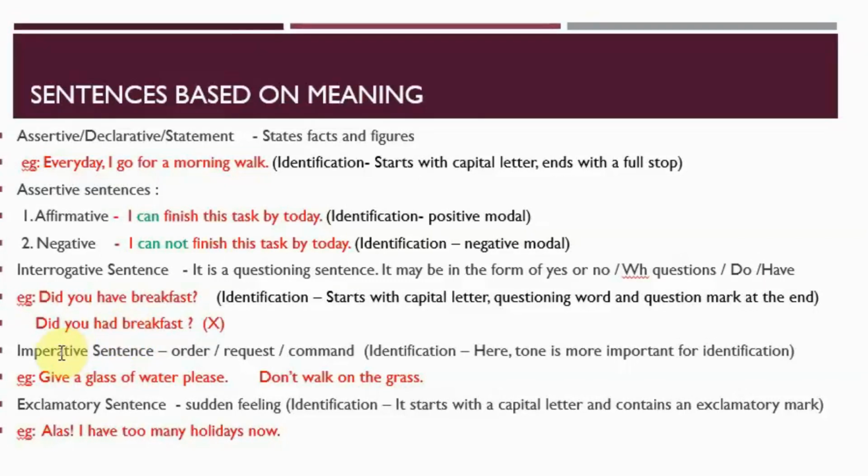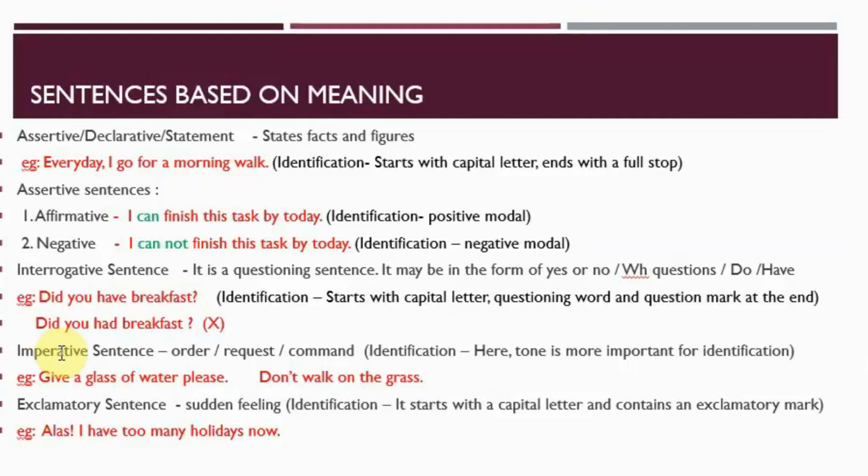Imperative sentence. This is quite different from the other types of sentences because it doesn't indicate with its punctuation. We need to understand this type of sentence by the tone of the speaker or mood of the writer. So it mainly denotes order, request, or command. So let us see the examples and try to understand what imperative sentence is all about.